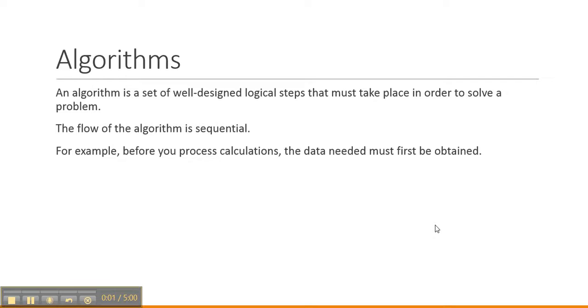Hello everyone, this is a short video concerning a beginning of programming process that should be taken when you are starting to design a program. The first step is to come up with an algorithm. An algorithm is a set of well-designed logical steps that must take place in order to solve a problem.